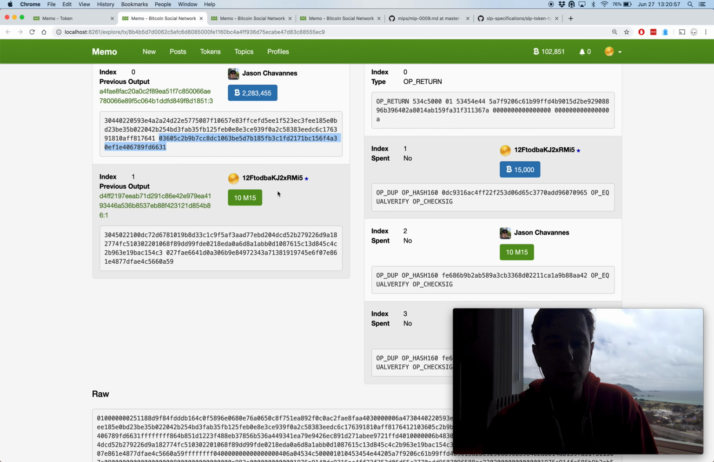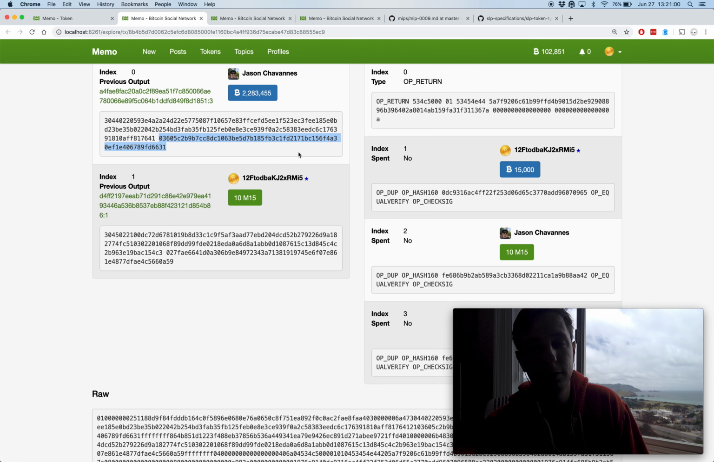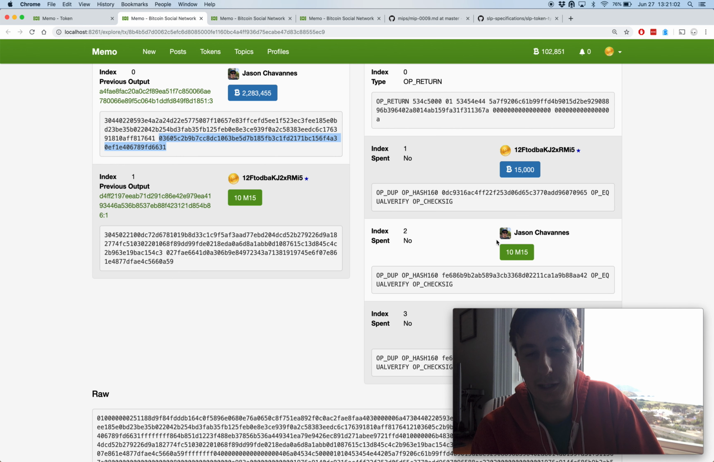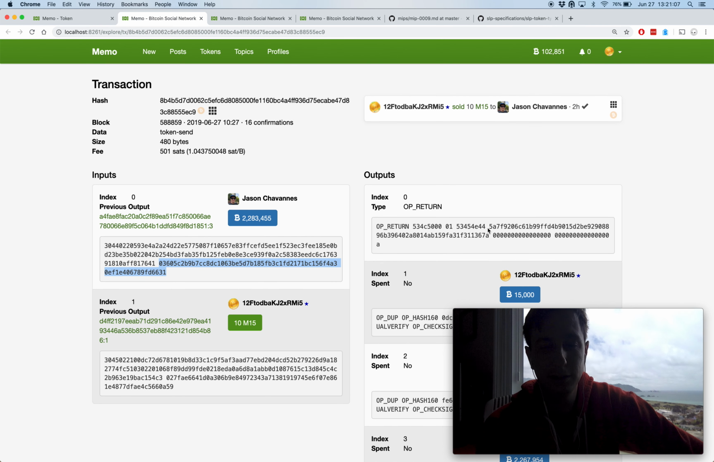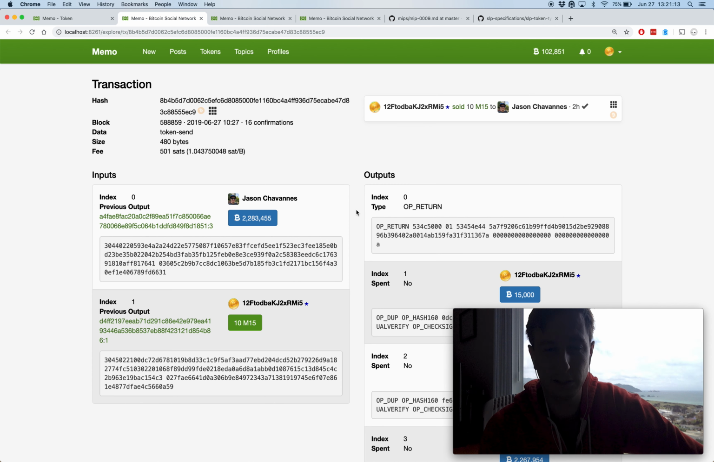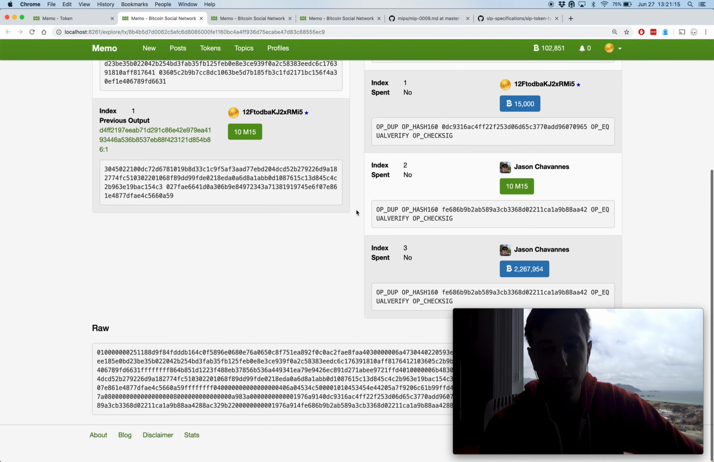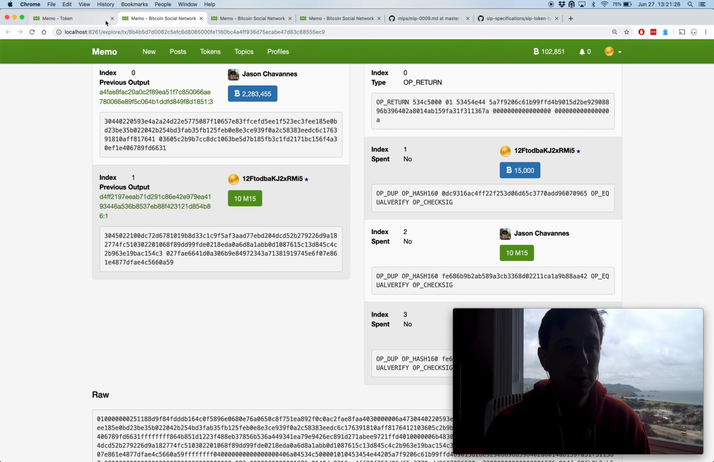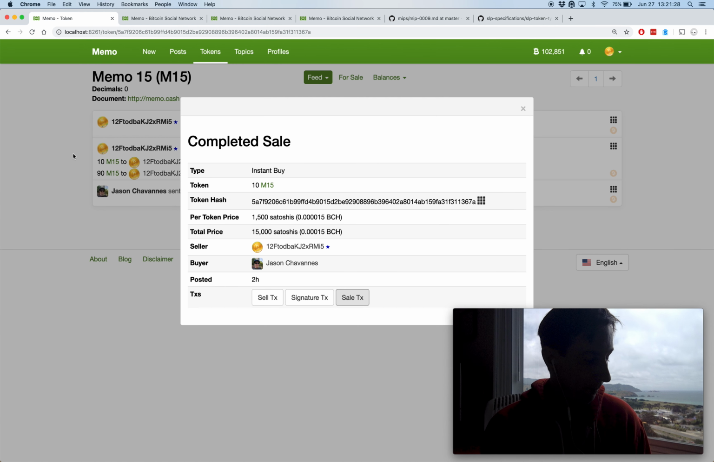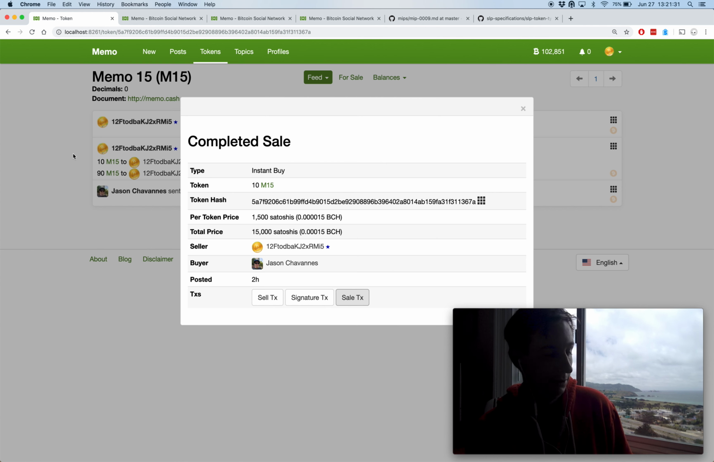And then later on when 12F comes back online, they will see that they have their payment and that their tokens have been sold. So this is pretty cool. This is how an instant buy can occur even when the seller is offline. Using secure atomic transaction, the buyer can't steal your tokens and the seller can't steal your satoshis. It all happens at once. So that covers the protocol and how it works.